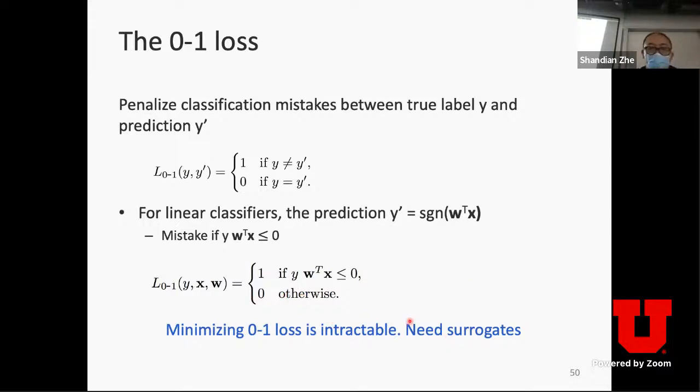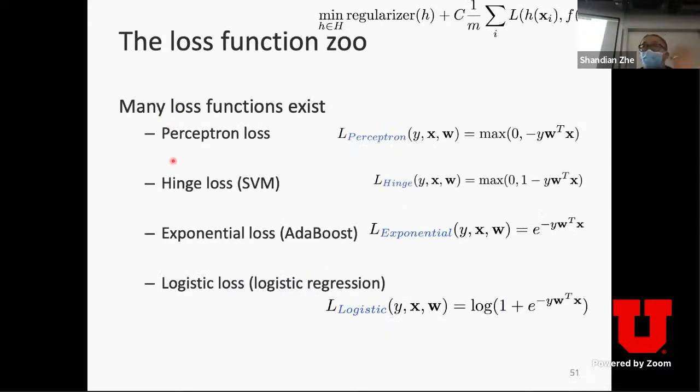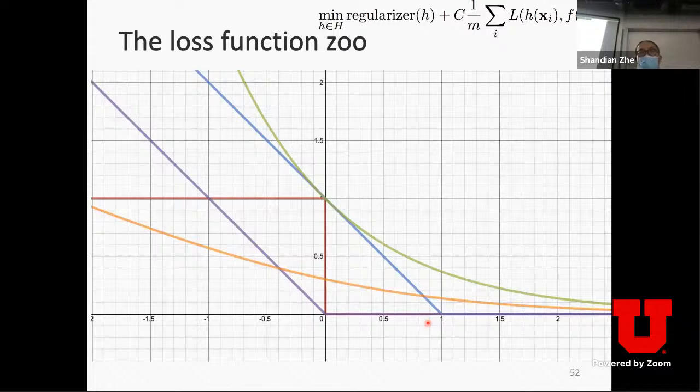We have actually seen many loss functions, like the perceptron loss. When we talked about the SVM, the perceptron is also doing stochastic subgradient descent for some loss function, so it's called the perceptron loss. The hinge loss is for the SVM. For AdaBoost, this is the exponential loss. And in logistic regression, which we discussed today, it is called the logistic loss. If we put all those loss functions together, we have a zoo of losses.